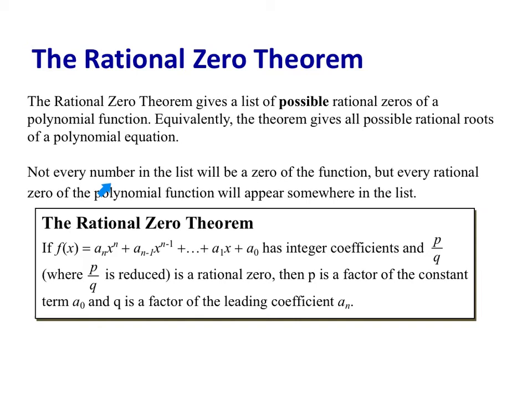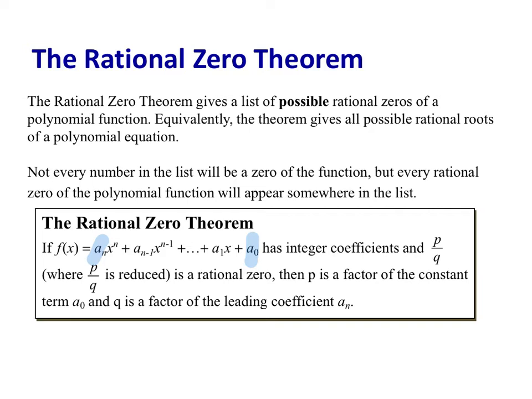But remember, it says possible, all possible, but not every number in the list will be a zero of the function. But every rational zero will appear somewhere in the list. Okay, so what does it say? You're given f of x, and it has integer coefficients. And what I want you to pay attention to here is the leading coefficient and the constant term.